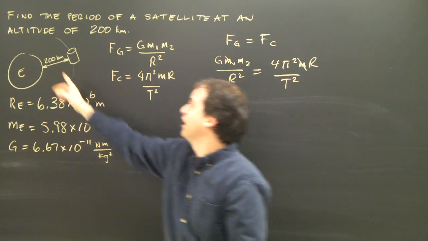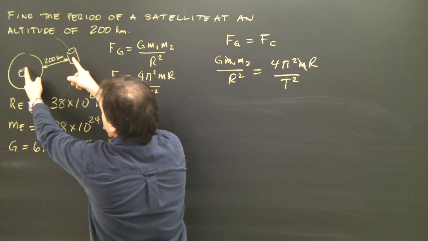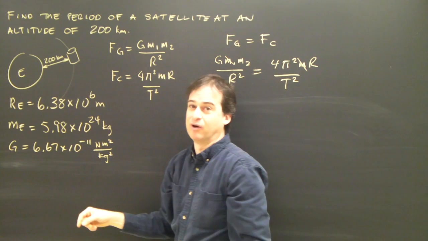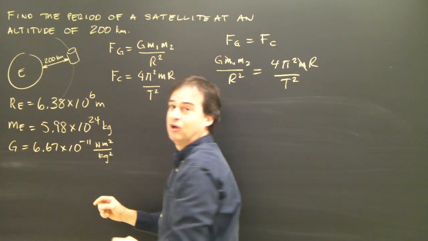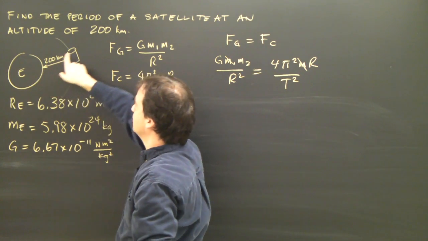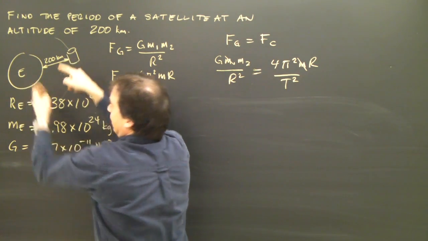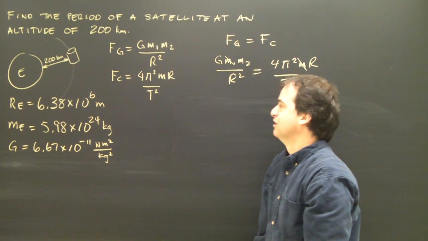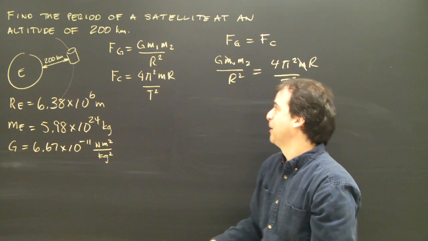I have to notice the word altitude here, because in all our formulas we're dealing with the distance from the center of one object to the center of the other object. But the number I'm given, the altitude, which is 200 kilometers, is the distance from the surface to the satellite. So I'm going to have to add the radius of the Earth to get the number that I need, r. I'm given a bunch of variables: the radius of the Earth, the mass of the Earth, and G.